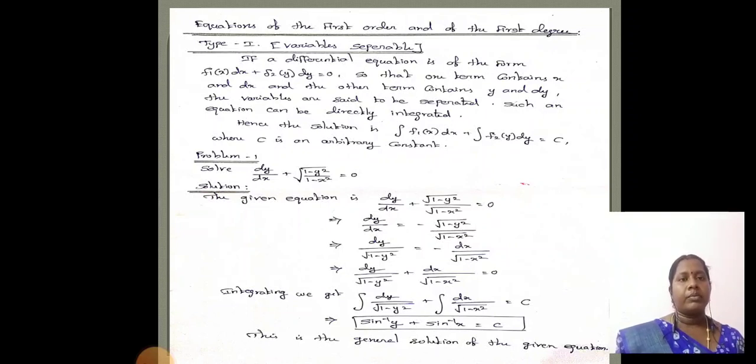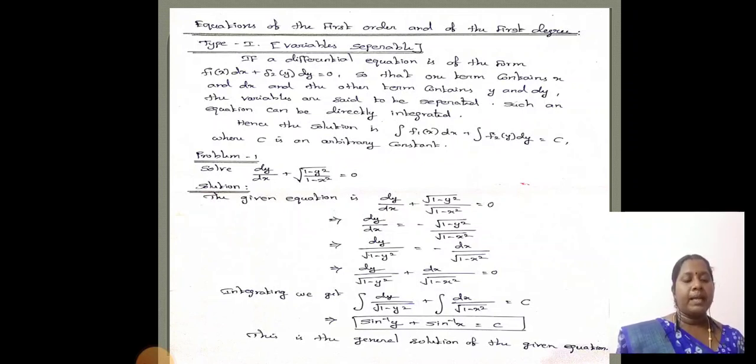Problem 1. Solve dy by dx plus square root of 1 minus y square by 1 minus x square equal to 0. Solution. First, write the given equation as dy by dx plus square root of 1 minus y square divided by square root of 1 minus x square equal to 0. Now, we have to solve the problem by using variable separable method.